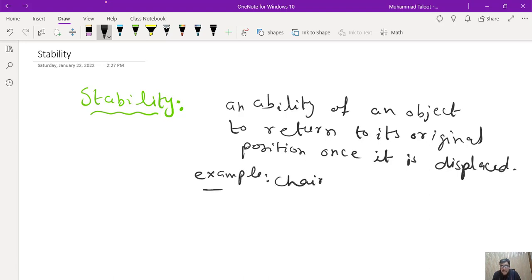For example, if you take a chair that has four legs, and you displace or tilt the chair onto two legs, and after that you leave the chair, what will happen? It will move somewhere, either in the backward direction or in the forward direction. Why is it moving? Because it is trying to achieve its stability point so that it can get stable. So when it goes to a stable position, it means it is in its original position, and that is stability.